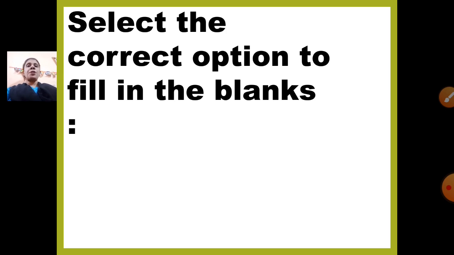Select the correct option to fill in the blanks. I have told you earlier also that this will be your pattern. This will be your head question. You don't have to write anything in the exam. You just have to select the correct option, that means you just have to tick it.